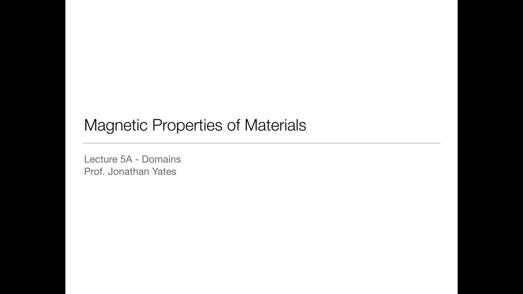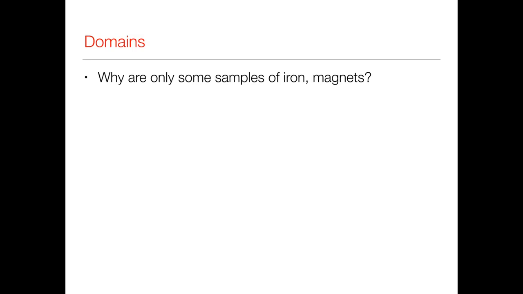So in this lecture, we're going to look at the ideas around magnetic domains. Here's the question. In the previous lecture, we found that certain materials below a particular temperature magnetically order, they become ferromagnetic, they have a spontaneous magnetization. But you know from everyday experience that not all pieces of iron are permanent magnets. They are, however, ferromagnetic, but there's something about your average sample of iron that makes it not a permanent magnet.